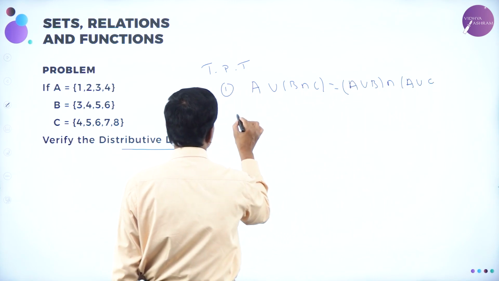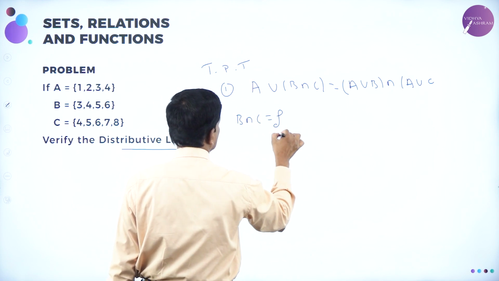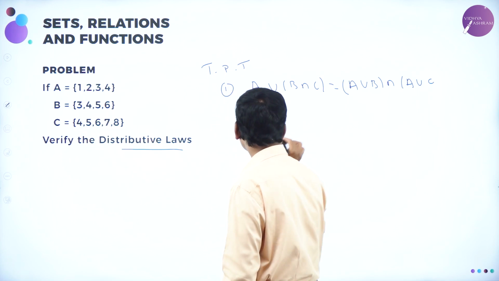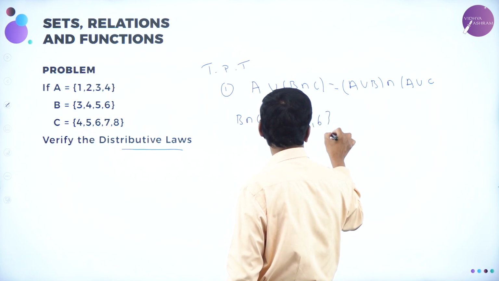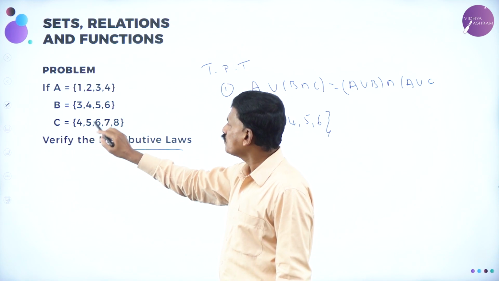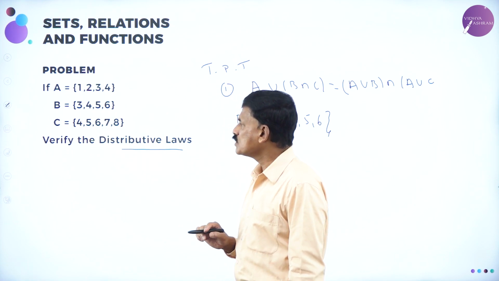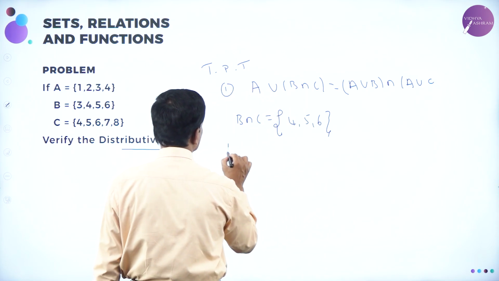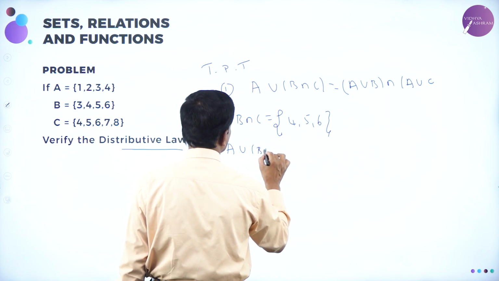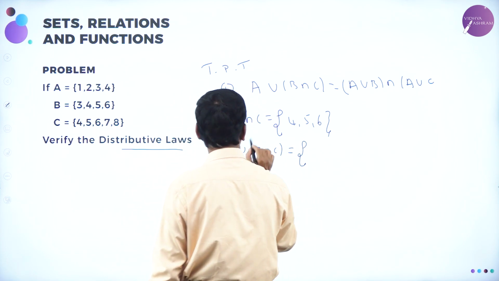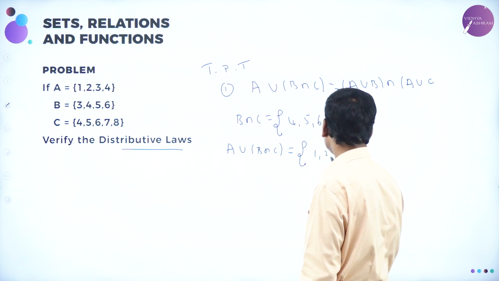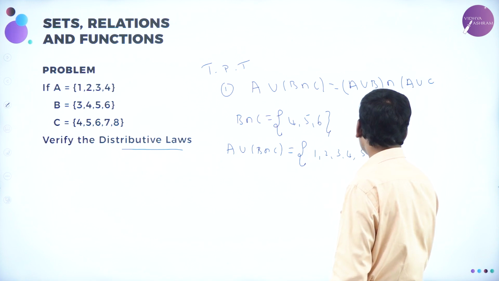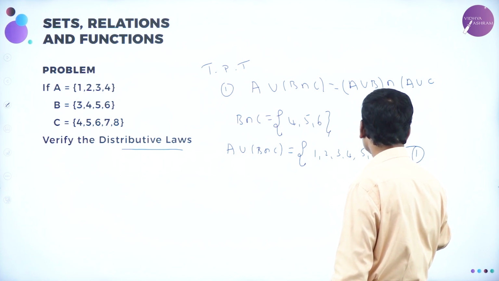Now let us take first B intersection C. The common in B and C: 3 is not there, 4, 5, 6. So B contains 4, 5 and 6, that is also in the set C. So 4, 5, 6 are common in B and C. Now write down the union for this. A union B intersection C. The union for A and this. A contains 1, 2, 3, 4, and B intersection C, already 4 is there, 5, 6. Let us represent this as equation number 1.